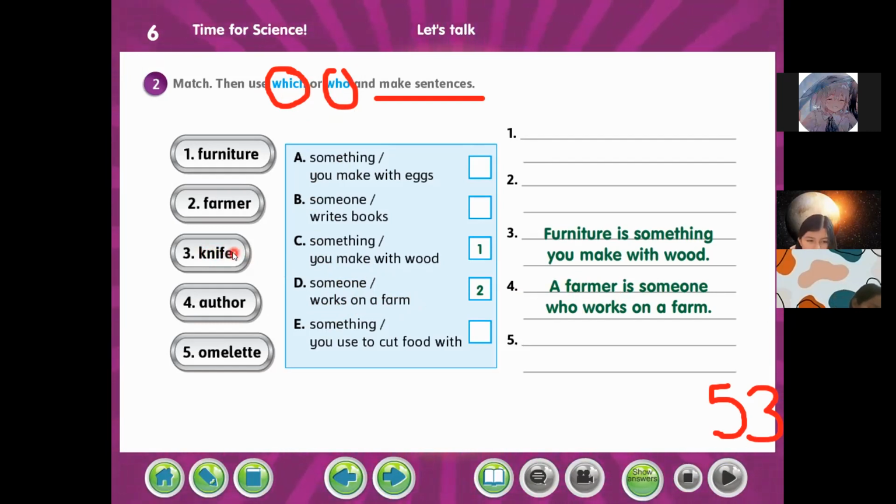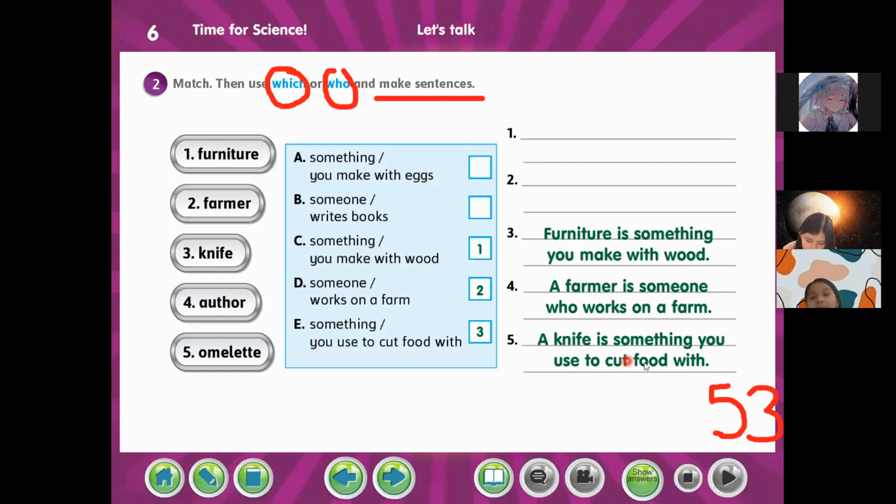Knife. What is a knife? Boys, girls, tell me, what is a knife? Teacher, me, Leonardo. Tell me, Leonardo. Teacher, what the knife? Yes, knife. The knife sometimes used to cut food with knife. Oh, that's good. Yes. Something you use to cut food with.